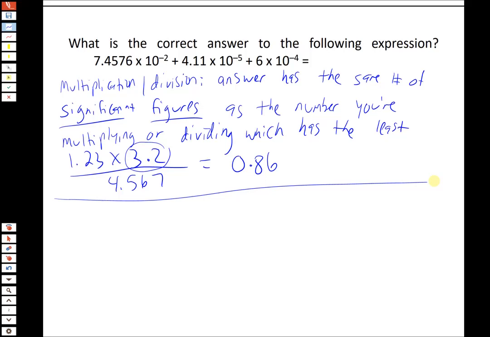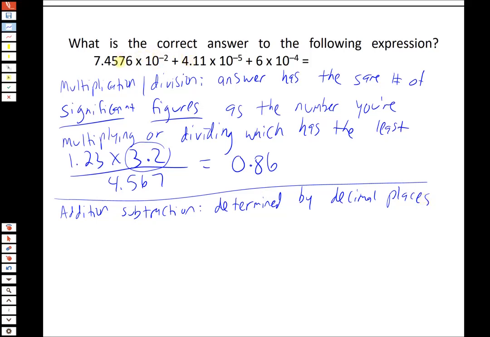But for this problem, we're doing addition. We're adding 3 numbers together. So for addition and subtraction, you could write the rule pretty much the same as above, but it's determined not by the number of significant figures, but by decimal places, which would be any number after the decimal, including zeros. And so when we're adding and subtracting numbers, we don't have to count the total number of significant figures in the numbers that we're adding or subtracting. We have to count how many decimal places they have.